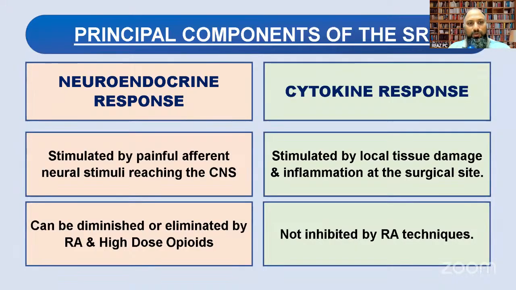The neuroendocrine response is stimulated by painful efferent neural stimuli reaching the CNS, the central nervous system, when there is surgical stimulation, surgical incision, or surgical trauma. This neuroendocrine response can be diminished or eliminated by regional anesthesia and high-dose opioid anesthetic technique. The other component of the stress response to surgery is the cytokine response, which is stimulated by local tissue damage and inflammation at the surgical site. The cytokine response is not inhibited by regional anesthesia techniques.